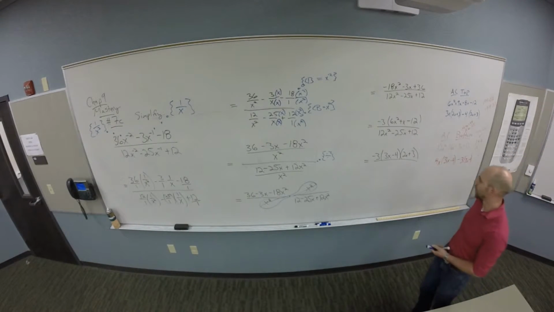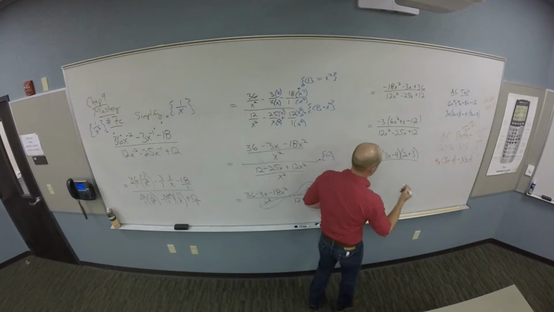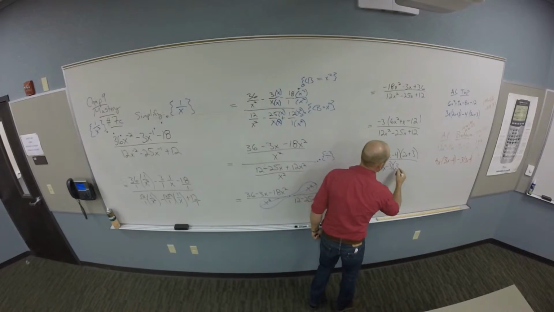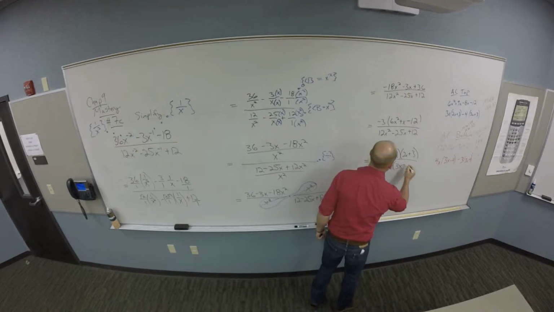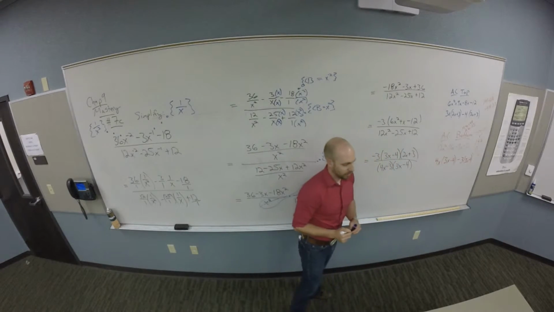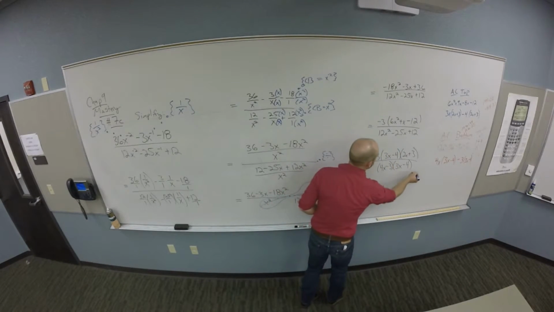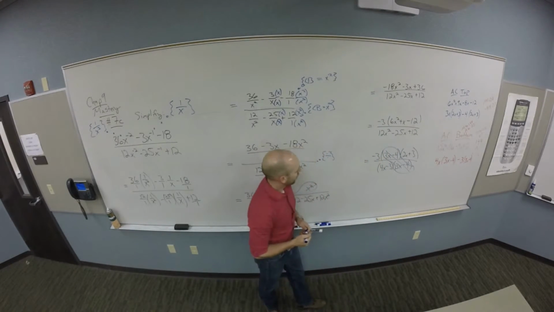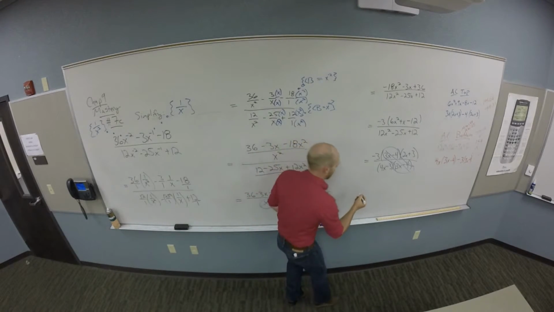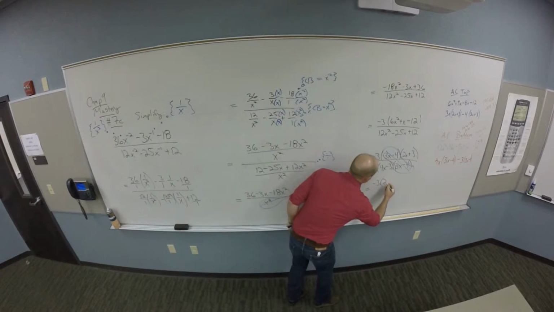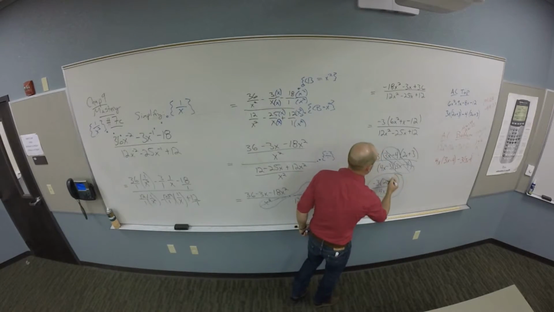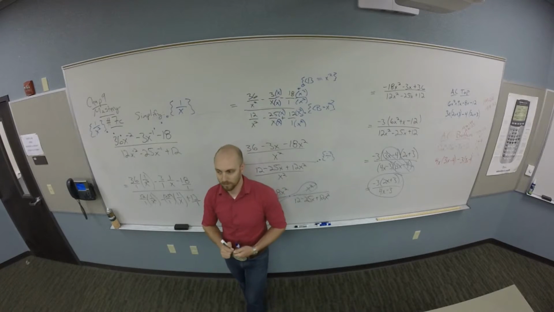And so I can rewrite the bottom as 4x minus 3 times 3x minus 4. And the whole point of this was to 1z the 3x minus 4, right? And so I'm left with negative 3 times 2x plus 3 over 4x minus 3. Cool?